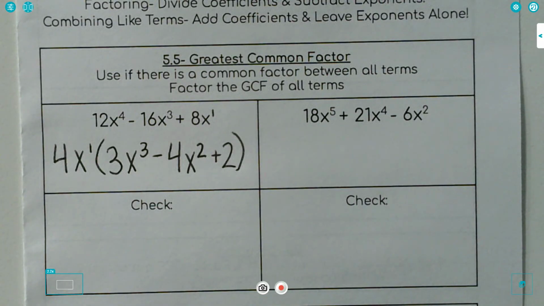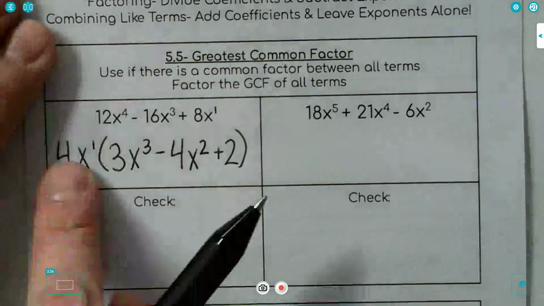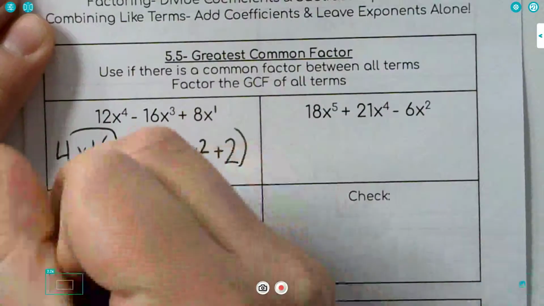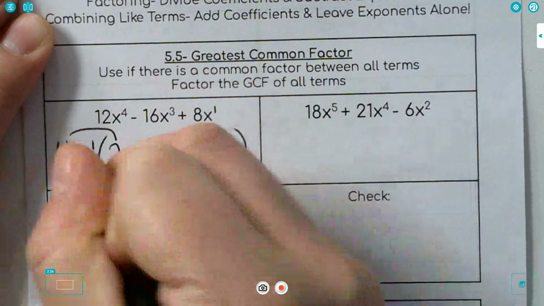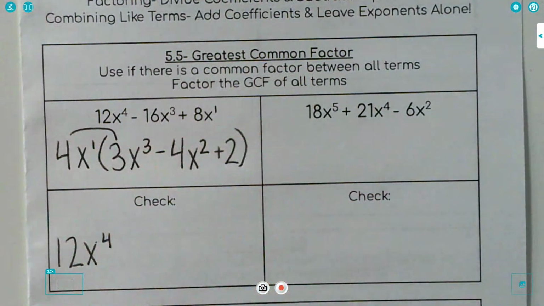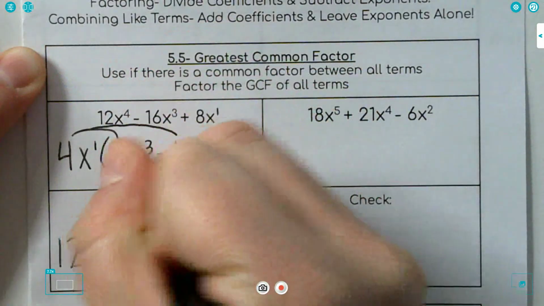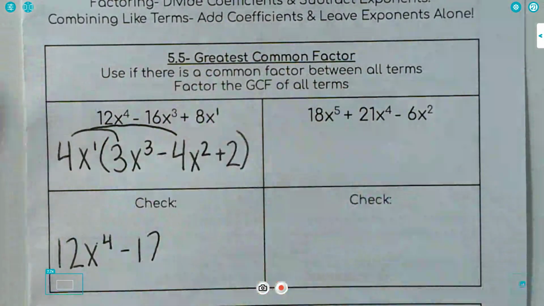Okay. On this factoring organizer, we are also going to use it to review multiplying, and we are going to multiply out to check all of our answers today. So how we do that is we take what we just did and we distribute it back out. So 4 times 3 is 12. I add my exponents. 1 plus 3 is 4. So I've got 12x to the 4th. 4 times negative 4 is negative 12. Nope, I'm wrong. What is it?